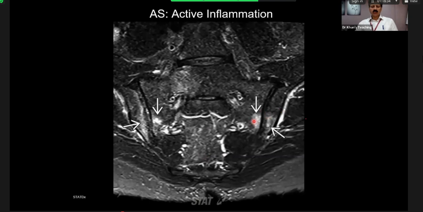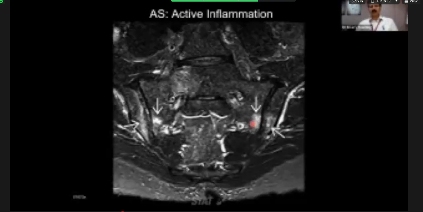So you can see that on STIR there is high signal, and then sometimes, for disease modifying treatment, etc., they will send you MRs to tell them if there is active disease or not. And the definition of active disease is high signal on STIR. So this is the take home point.